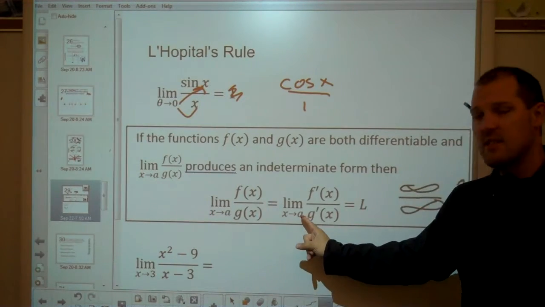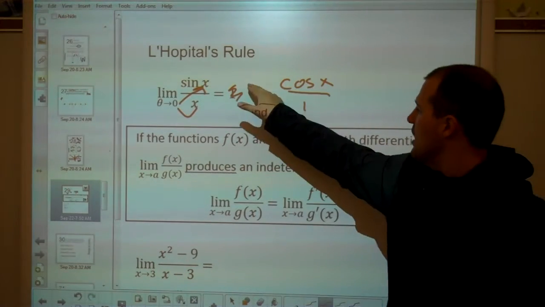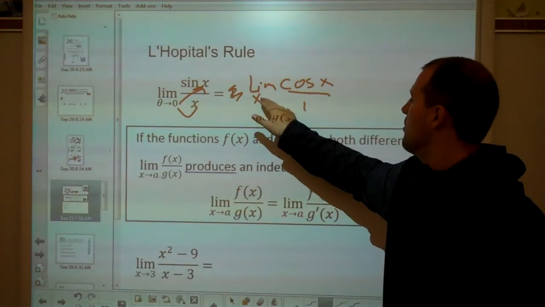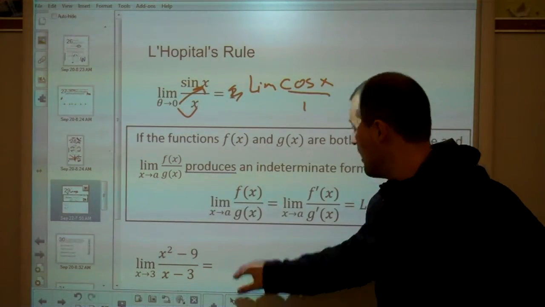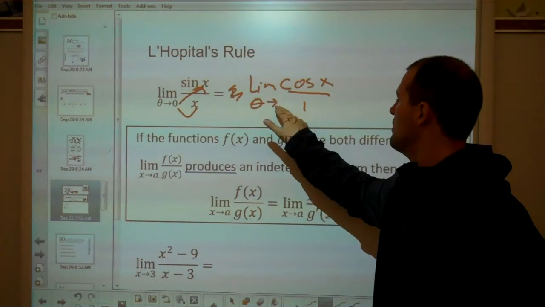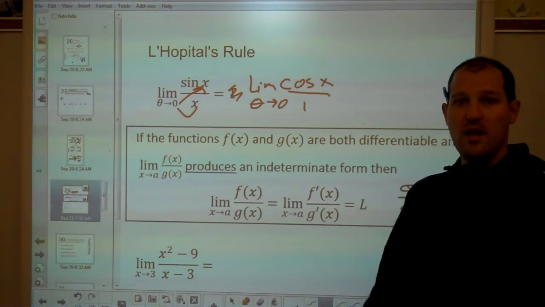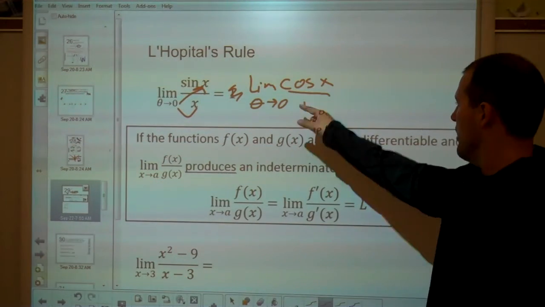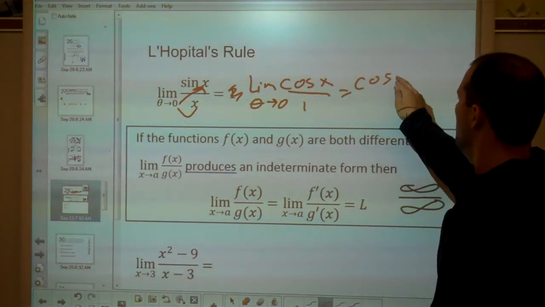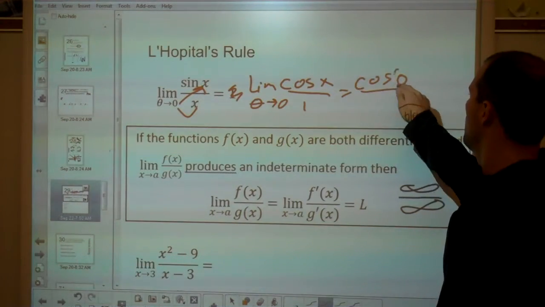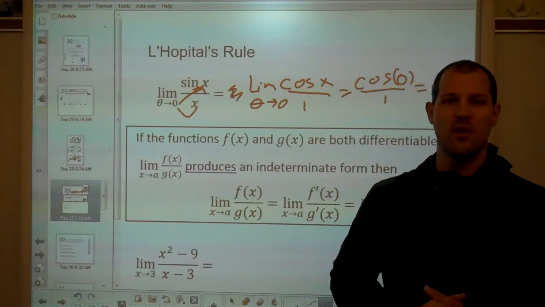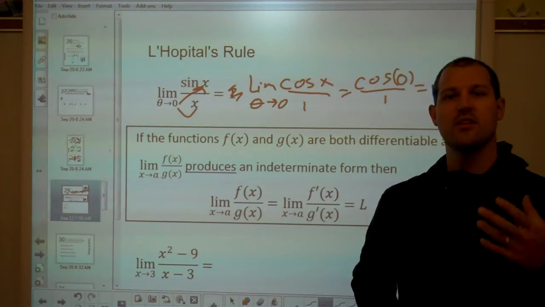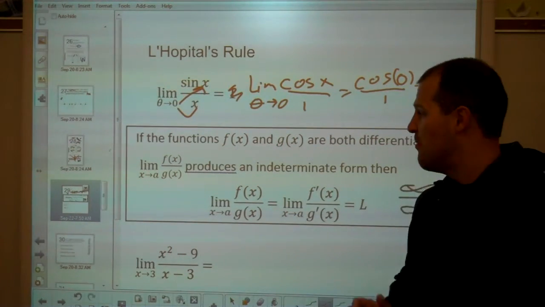And note, it's still a limit. So we have limit as x, or excuse me, in our case it's not x, it is theta, as theta approaches 0 of cosine of theta over 1. So we're going to try the substitution again. Plug in a 0, that's cosine of 0 over 1, which is 1. Okay, so that verifies our identity that we learned when we were talking about trig limits. Okay, let's look at two other cases, and that's going to be a wrap for today.